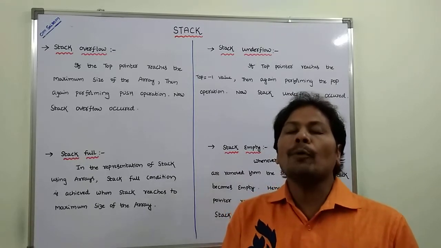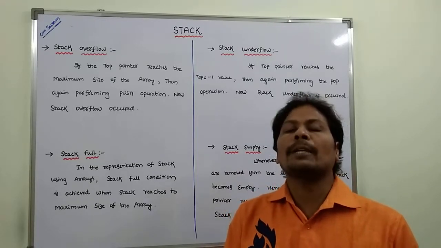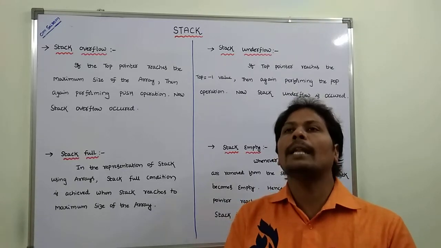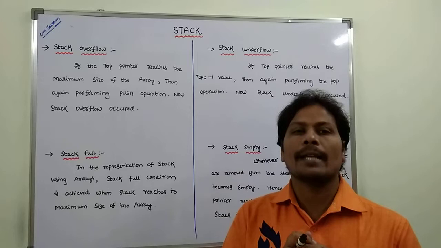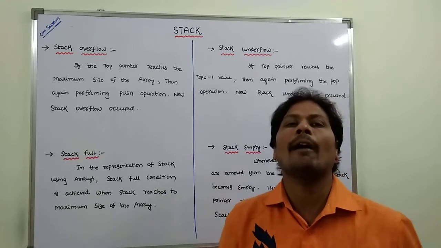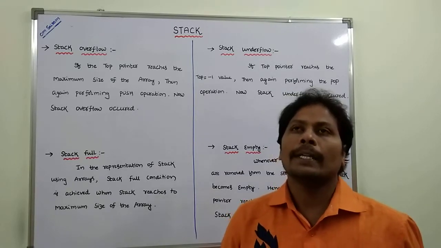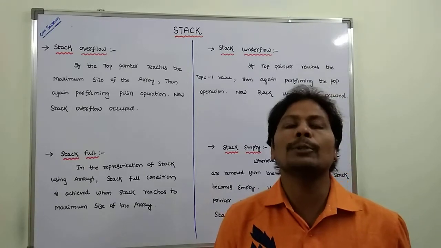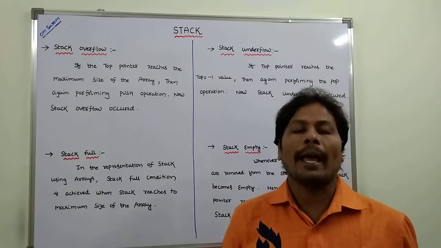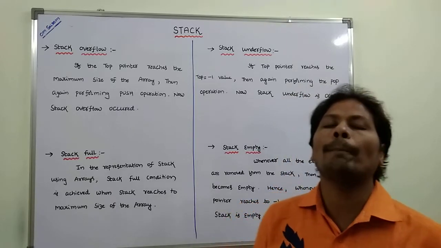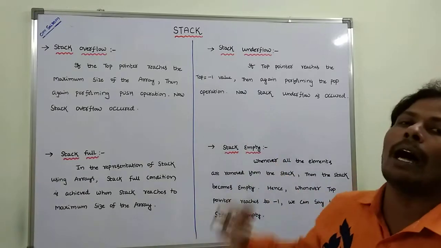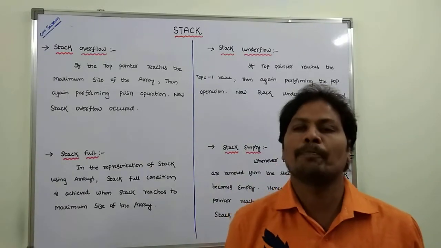Suppose we are removing the elements from the top of the stack. After removing the element from the top of the stack, we are decrementing the top pointer. If the top pointer reaches top equal to -1 and we again apply the pop operation, then we get the stack underflow condition.